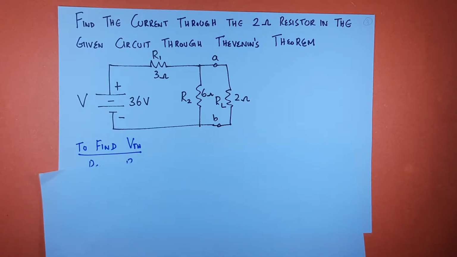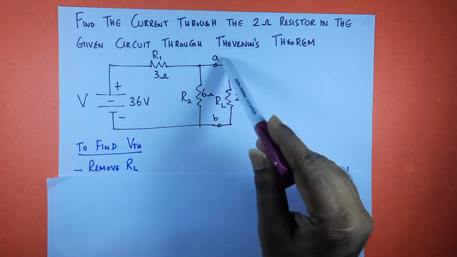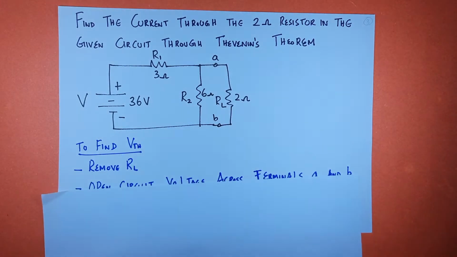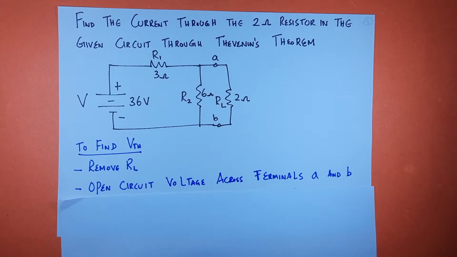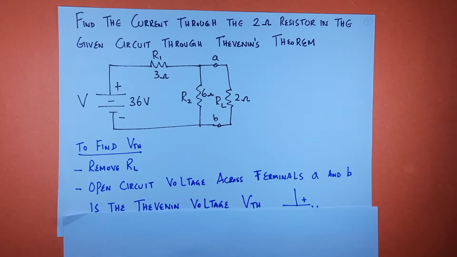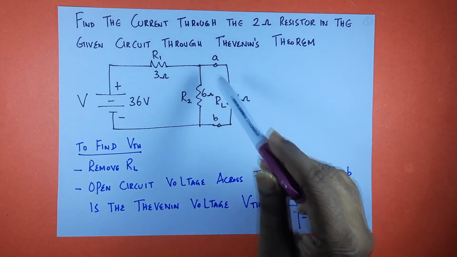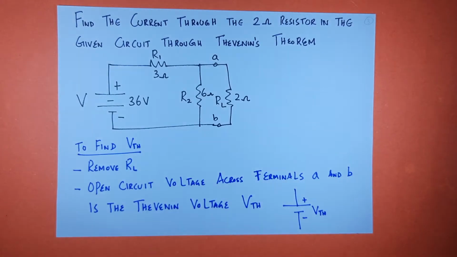To find Thevenin voltage, you have to remove the load resistor. This is the load resistor, and you have to remove it. Then find the open circuit voltage across terminals A and B. So remove this RL and find out what is the open circuit voltage across the terminals A and B, which is nothing but Thevenin voltage V Thevenin.